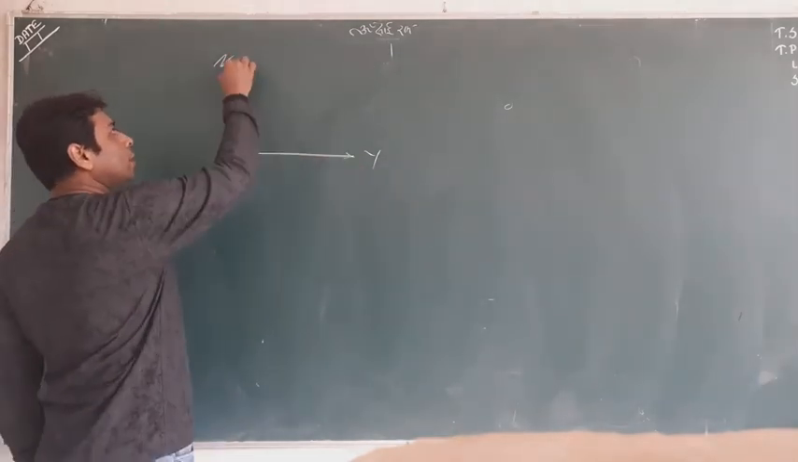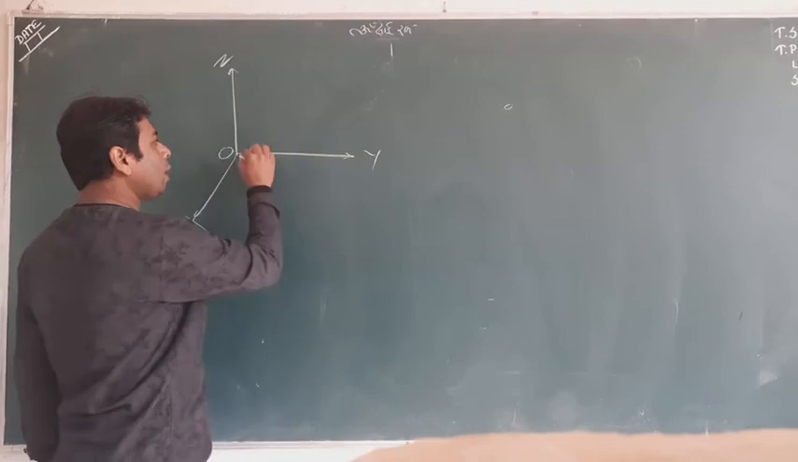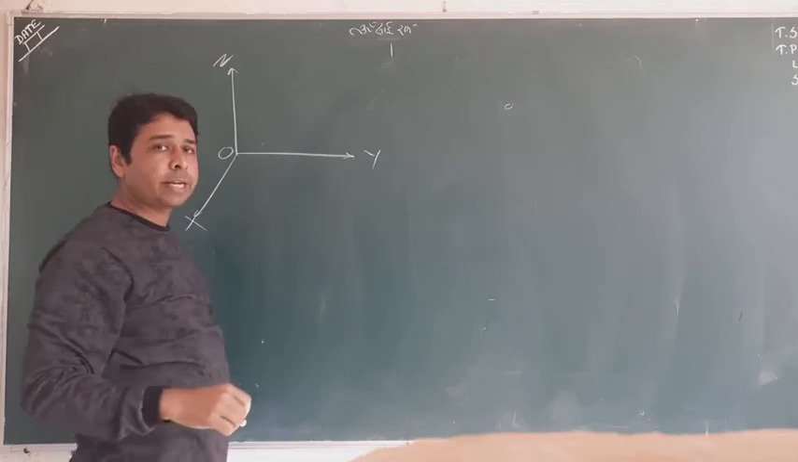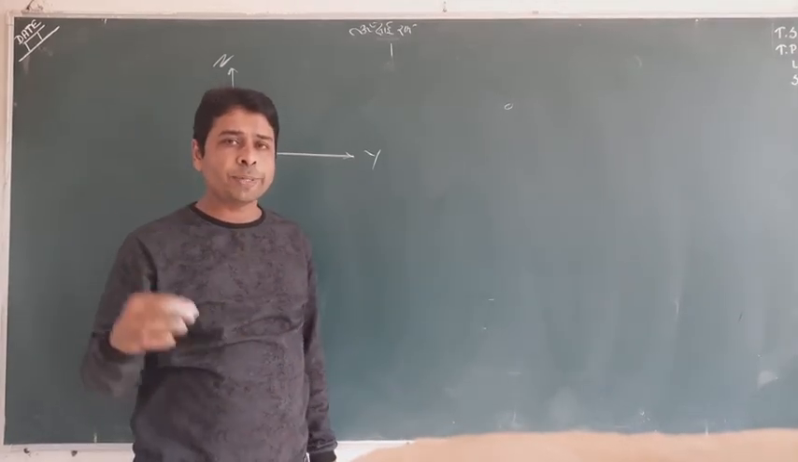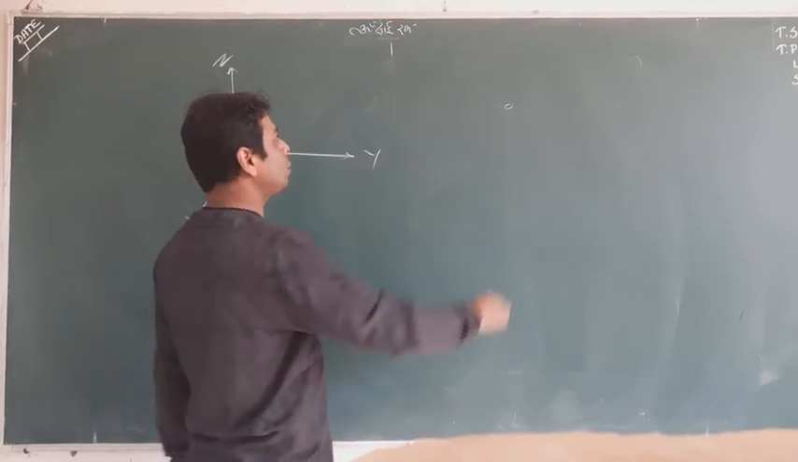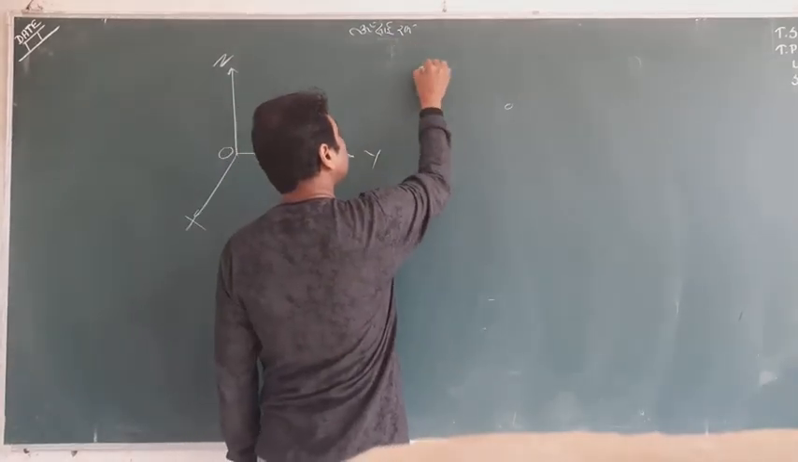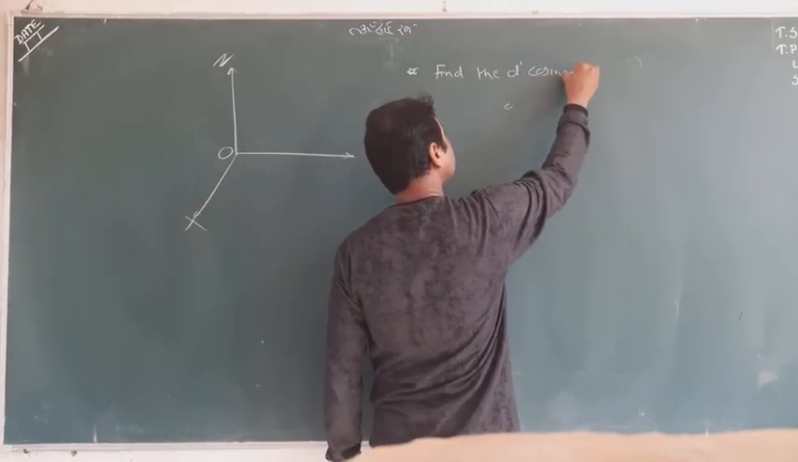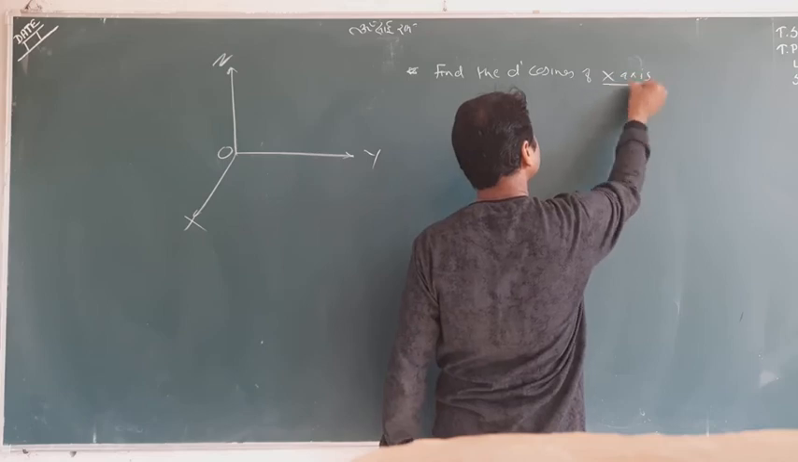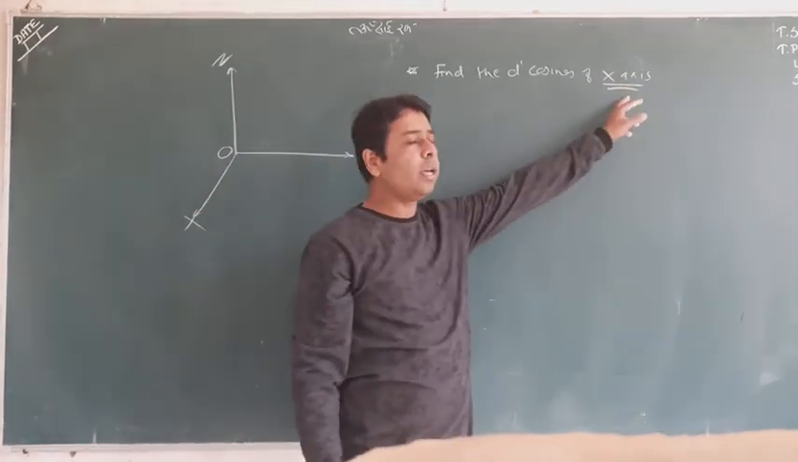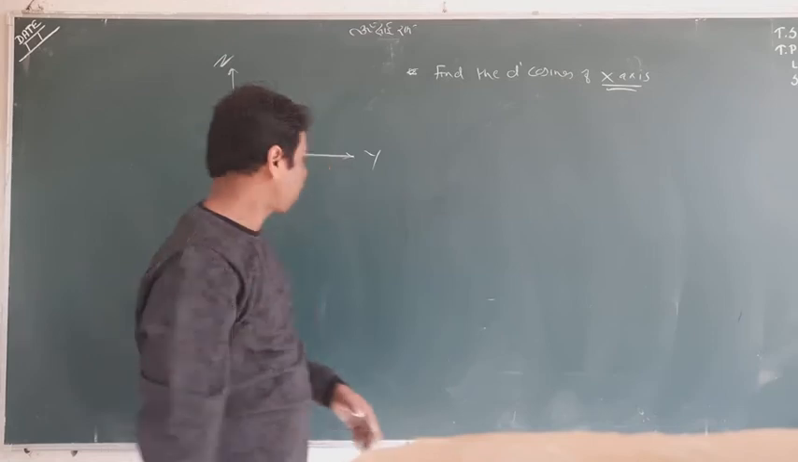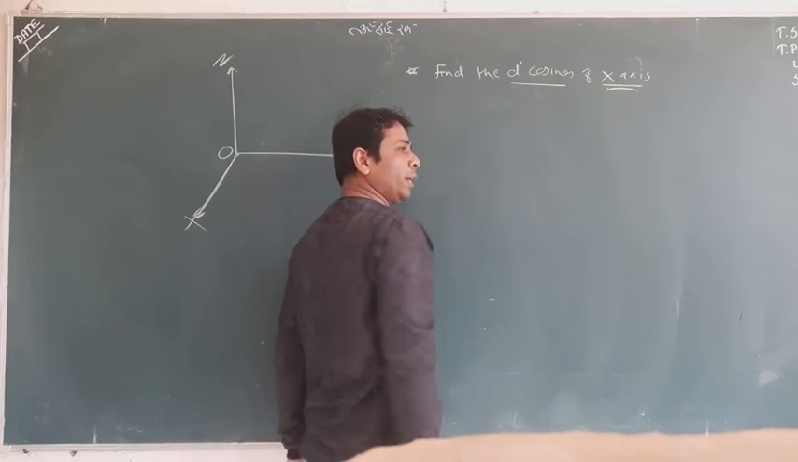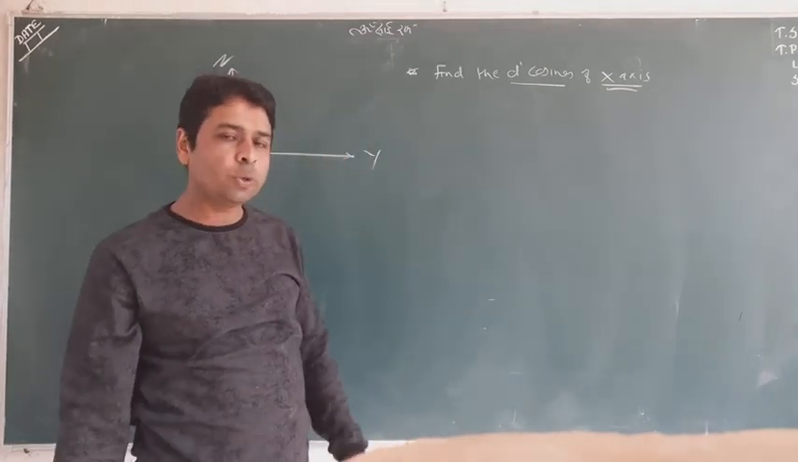About the axes. I taught you that when a line is here, it makes angle alpha with the x-axis, beta with the y-axis and gamma with the z-axis. And you know that cos alpha, cos beta, cos gamma are the direction cosines. But if I ask you, find the direction cosines of the x-axis, a very good question this is. The x-axis is itself a line. This is also a line, right? We want to find the direction cosines. So can we find the angles? Yes, you can find angles.